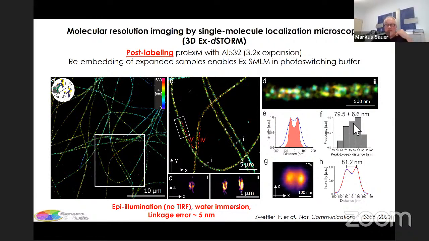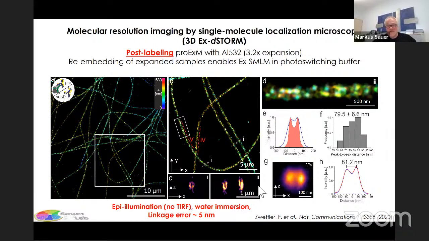And this corresponds exactly to what you expected, that adding the antibody afterwards reduces your theoretical linkage error to about 5 nanometers. You simply have to divide the 70.5 nanometers by the expansion factor. This is your actual linkage error at the end of the day. And as we have seen, the labeling efficiency increases because of the increased epitope accessibility.